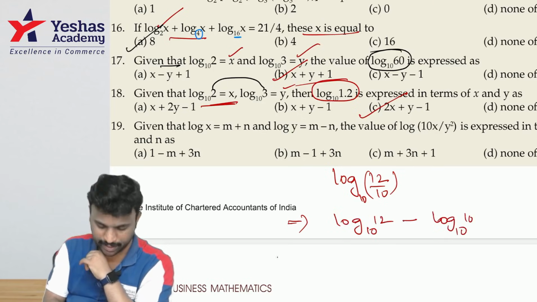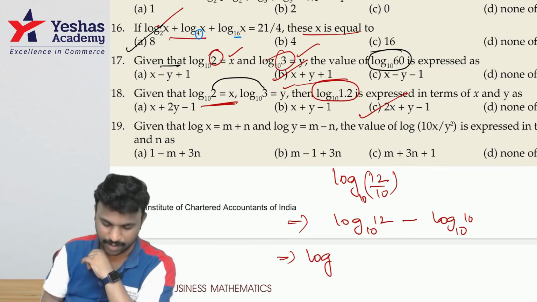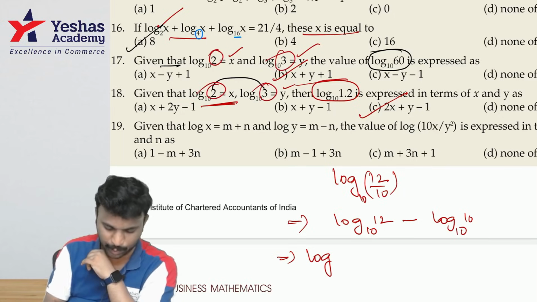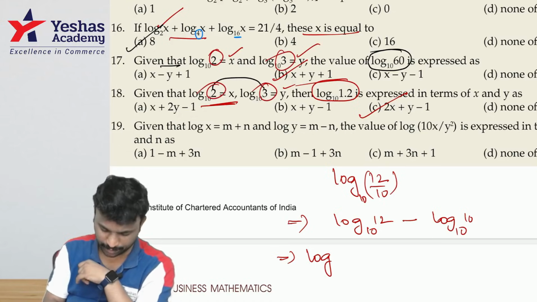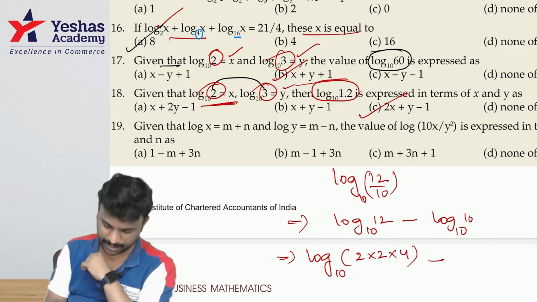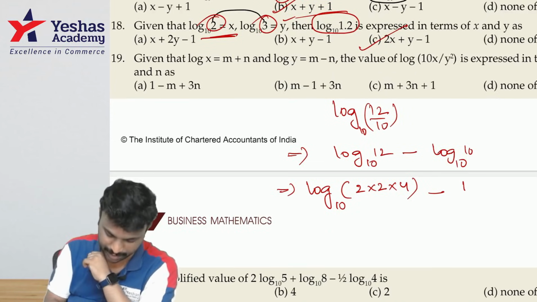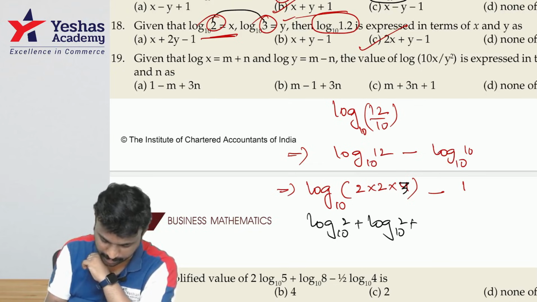Clear? Now, how do I write 12 in terms of 2s and 3s? 12 is nothing but 4 into 3. I can write 4 as 2 into 2, into 3, to the base 10. What is log 10 to base 10? It's 1. Correct? Now, multiplication changes to addition. That means log 2 to base 10 plus log 2 to base 10 plus, I'm sorry, this is 3, plus log 3 to base 10 minus 1.